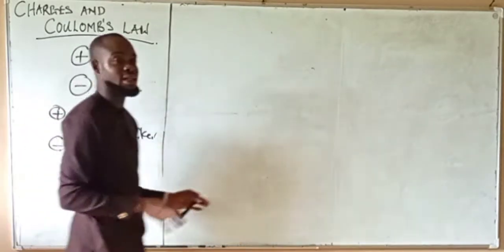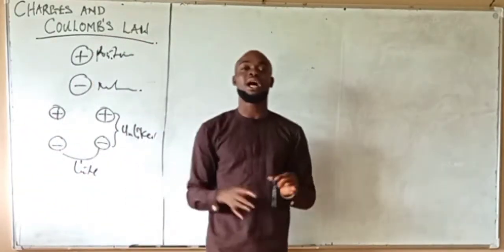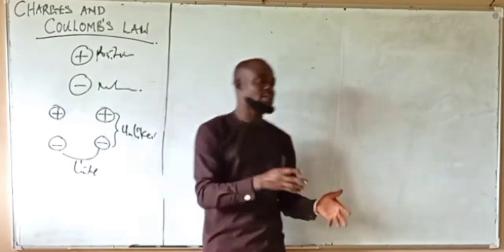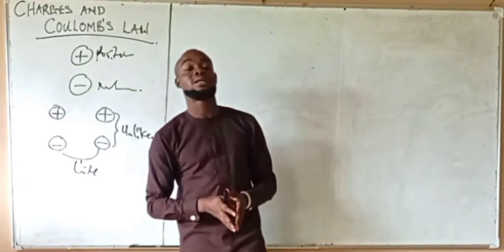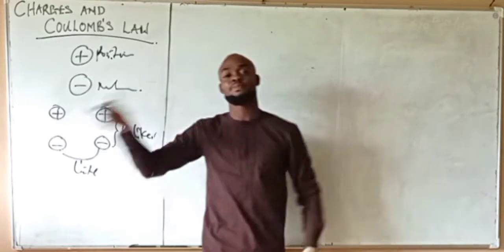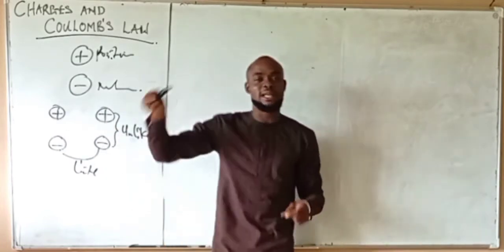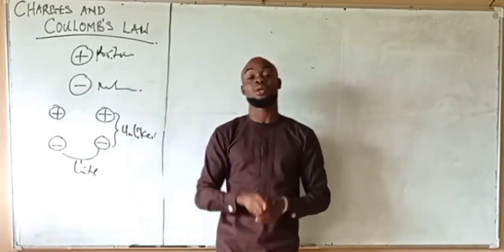If the nature of the charge is the same, if this one is positive and the other one is positive, they are called like charges. But if one is negative and the other one is positive, or one is positive and the other one is negative, they are called unlike charges.